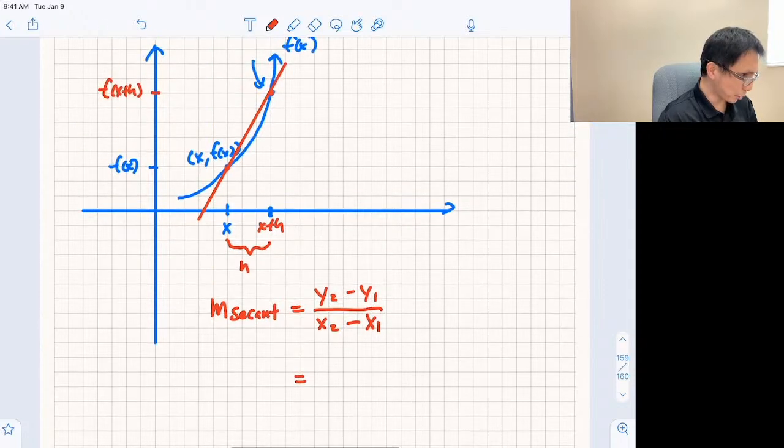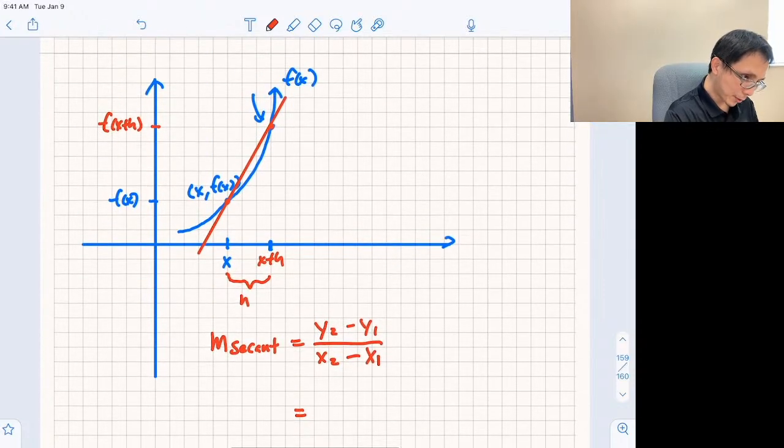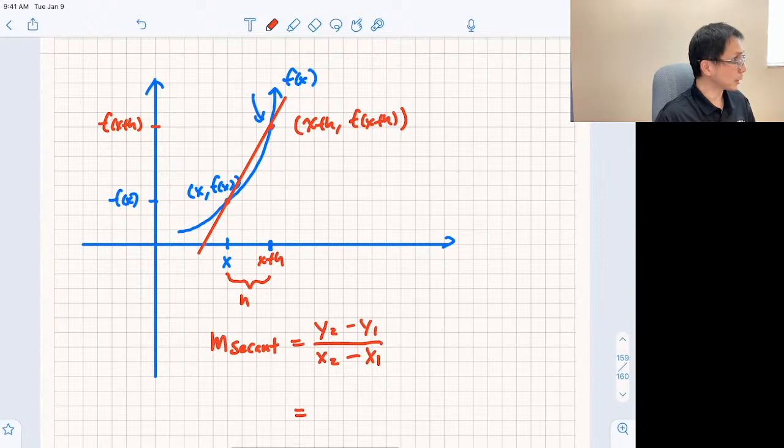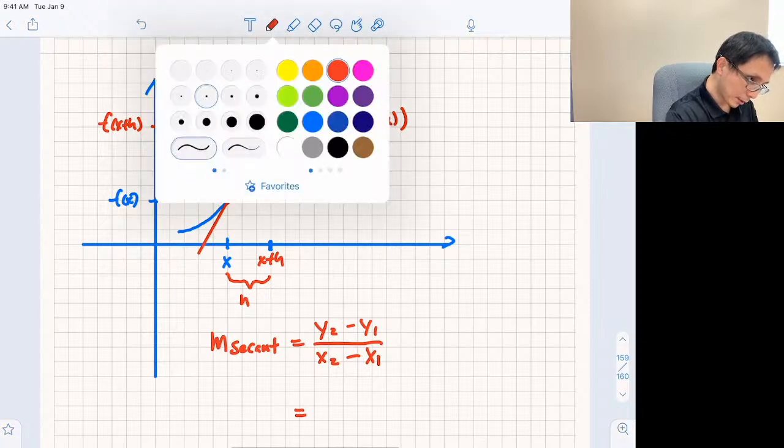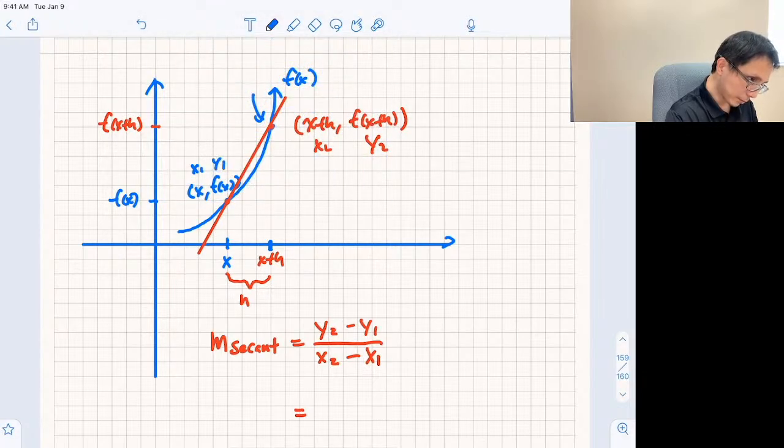In this case, we have a new coordinate, right? We have this coordinate as x plus h, comma, f of x plus h. Okay, so we got two coordinates. We got the red coordinate and we got a blue coordinate, and we can call this one x2, y2, and this one is x1, y1.